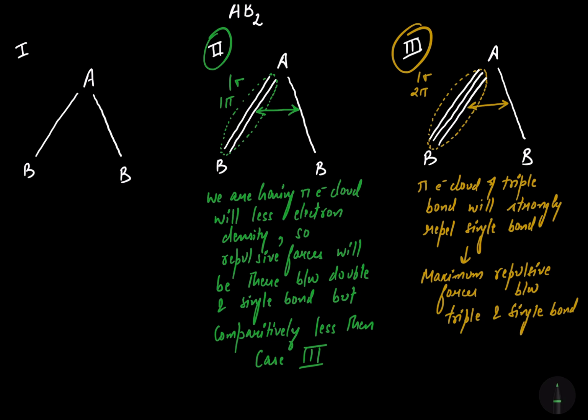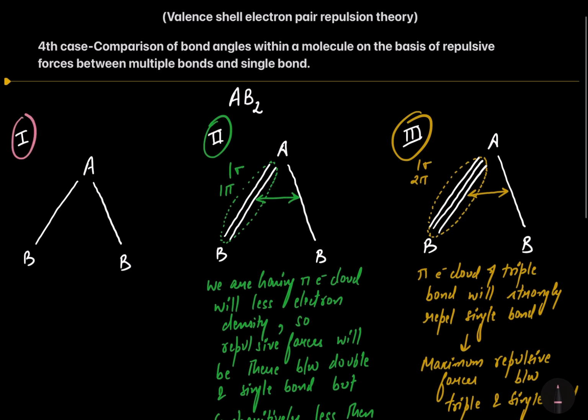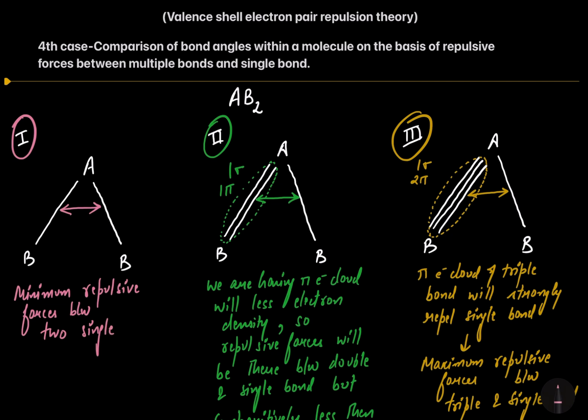Now let's come to the case number 1. In case number 1, we are having just two single bonds. So there will be repulsive forces, but the magnitude of repulsive forces will be minimum. As we are not having any pi bond, so there is also not any pi electron cloud. So here in this case we are having minimum repulsive forces. Minimum repulsive forces between two single bonds.